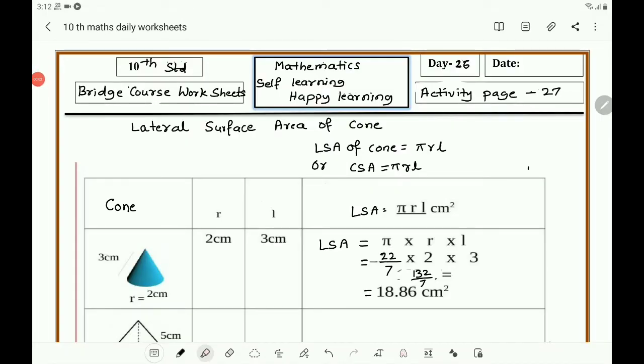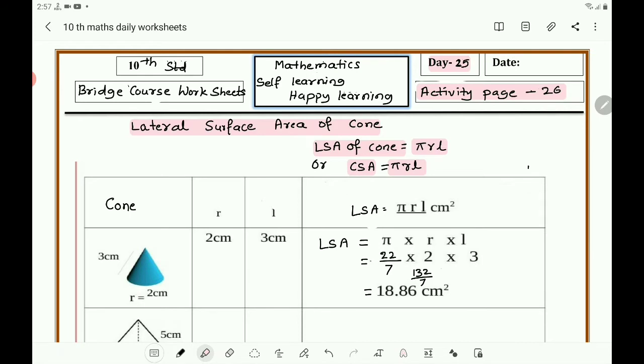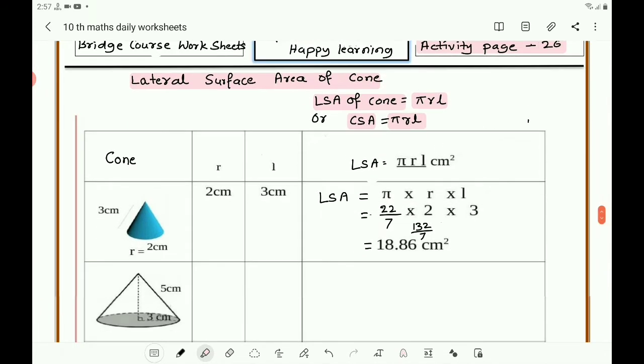Children, it is activity page 27 for day 26. It is an activity about the cone, LSA, TSA and volume of the cone. Now let us discuss the lateral surface area of the cone, that is the curved surface area of the cone. R is the radius of the cone and L is the slant height.